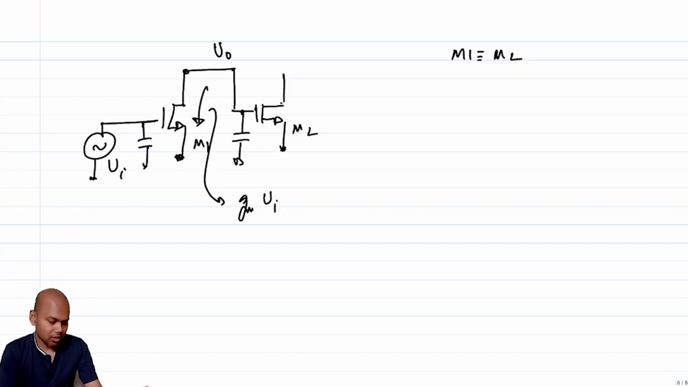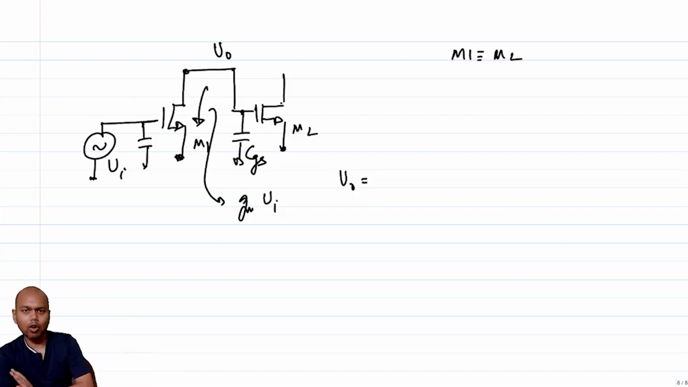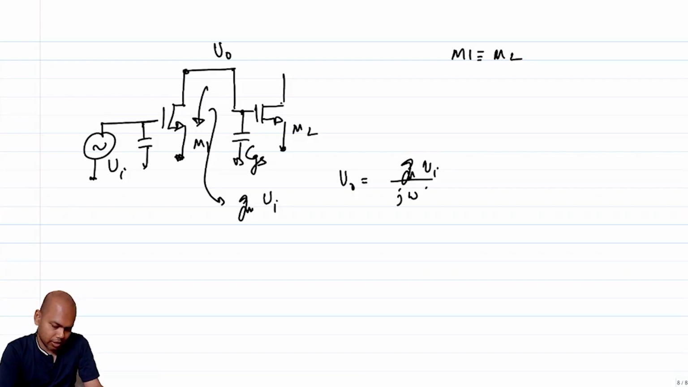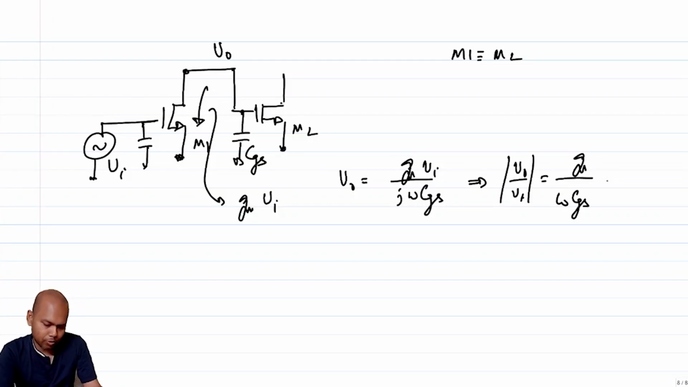So, what will be V0? V0 will be this incremental current going into the capacitor, and this capacitor is essentially CGS, which is the input capacitance of M2. Note that I am neglecting any other capacitance, this is a gross oversimplification. If I neglect that, then V0 is essentially Gm times Vi by j omega CGS, which means that mod of V0 over Vi is Gm by omega CGS. And if I again define Gm by CGS as omega t, this is omega t by omega, right?